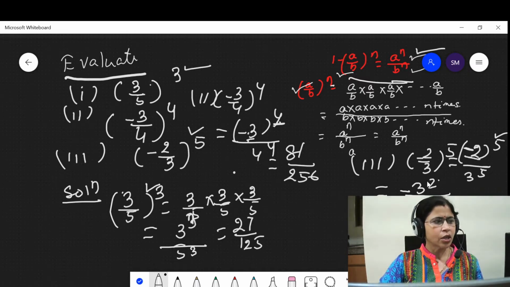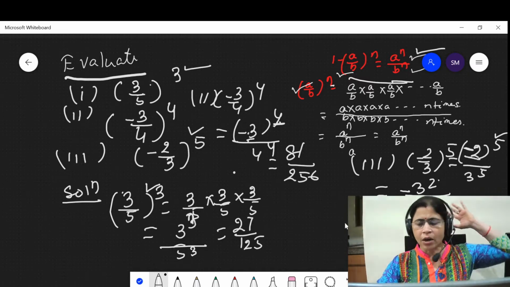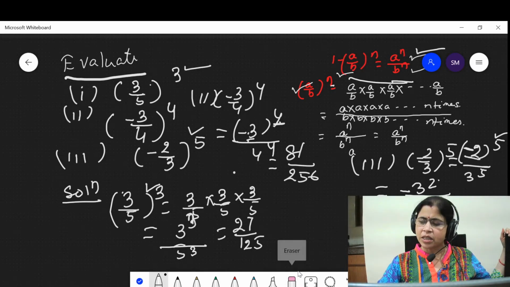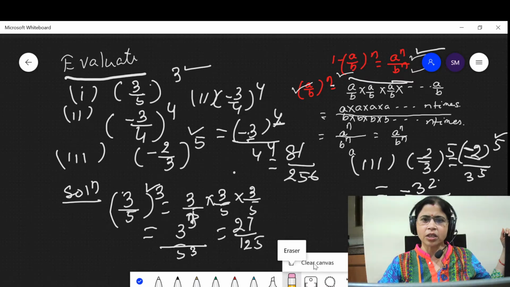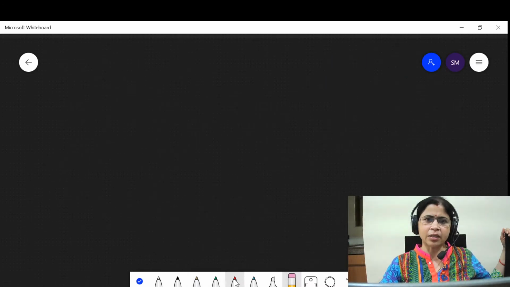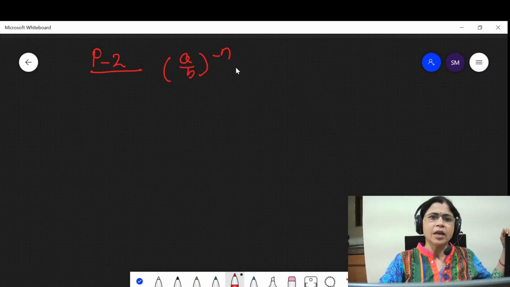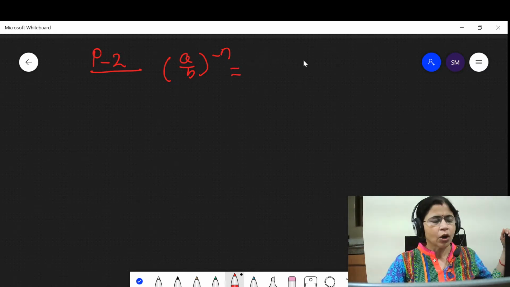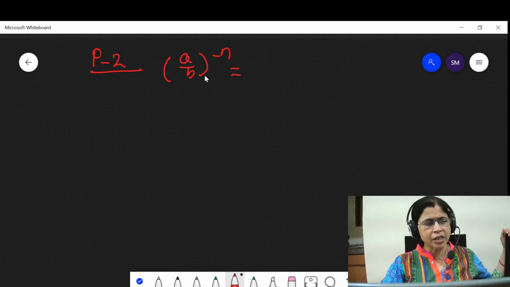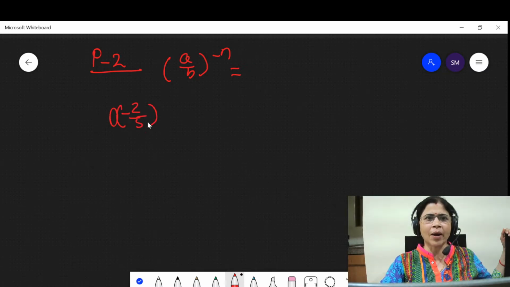Now let us discuss the negative integral exponent of a rational number. Let us discuss when the exponent is negative. This is property 2. Property 2 says a upon b to the power minus n. Here the exponent is a negative number. When the exponent is a negative number, at first make the exponent positive. Otherwise, we cannot find the value. If I ask you, find the value of minus 2 upon 5 to the power minus 4, how can you find this?